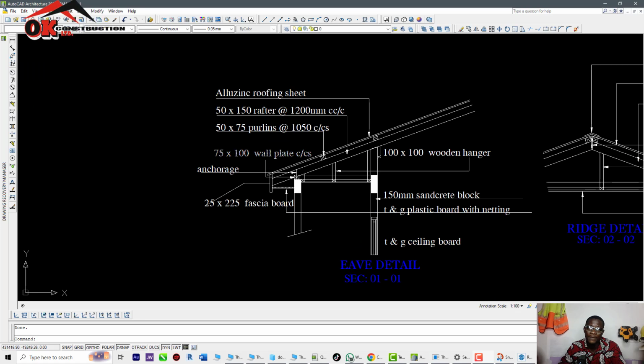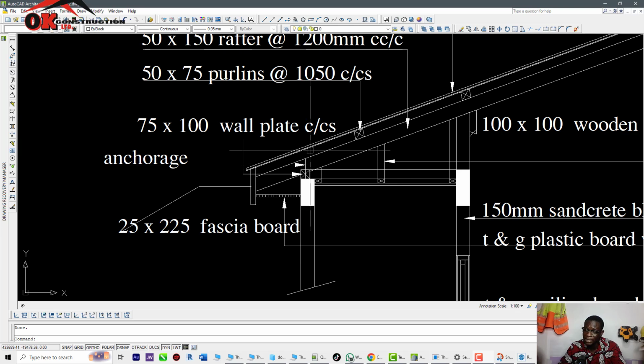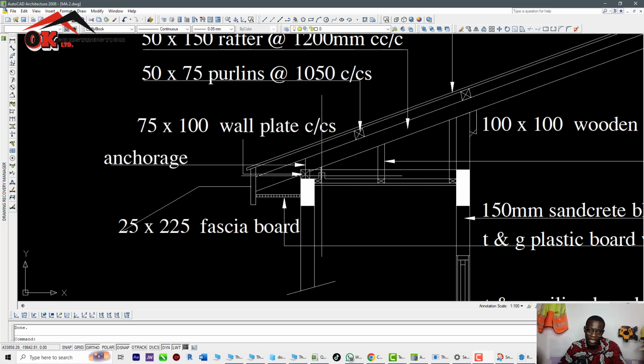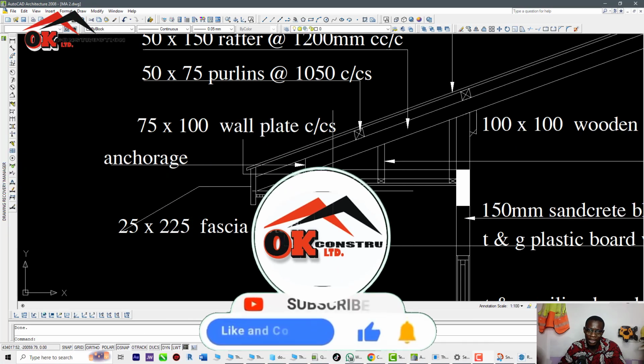Then you have your 70 by 100 wall plate, 70 by 100 wall plate. Yes, that is also shown here. This is the part of the sectional view where we describe the parts. Then you have your anchorage.